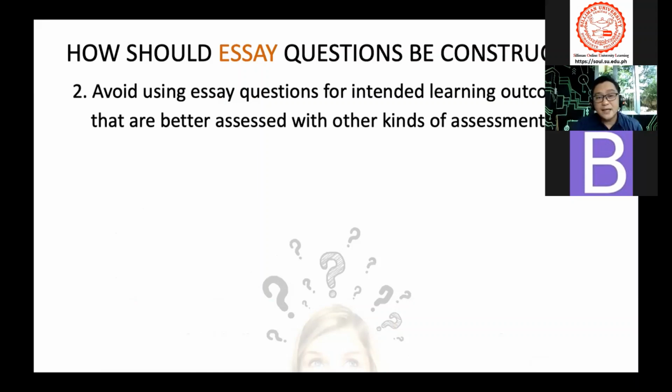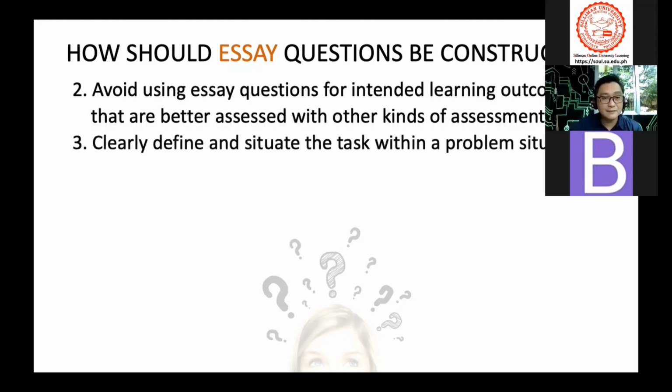Avoid using essay questions for ILOs that are better assessed, of course, with other kinds of assessment. I don't have to explain that, I suppose, okay? Number 3, clearly define and situate the task within a problem situation. Now, what does this mean?